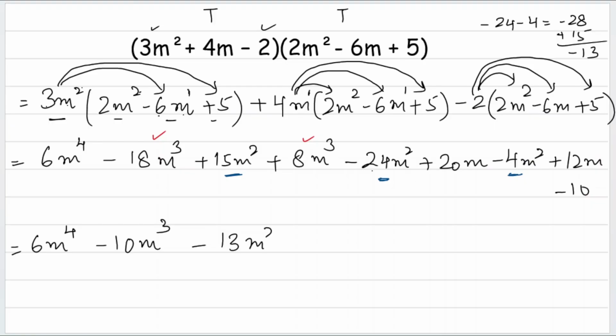So now which terms are left? We have taken all these terms. Now we are left with 20m and plus 12m. So both are plus terms. So plus 20 plus 12 is plus 32m. And the last one is this minus 10. We do not have any other constant term. This is my answer.